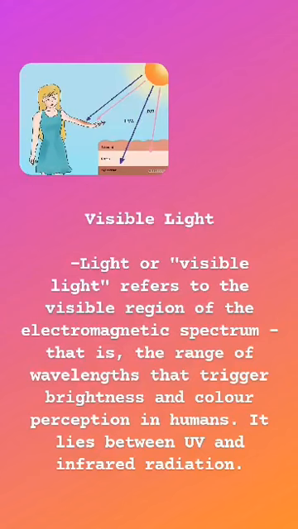The third example is visible light. Light, or visible light, refers to the visible region of the electromagnetic spectrum, that is, the range of wavelengths that trigger brightness and color perception in humans. It lies between UV and infrared radiation.